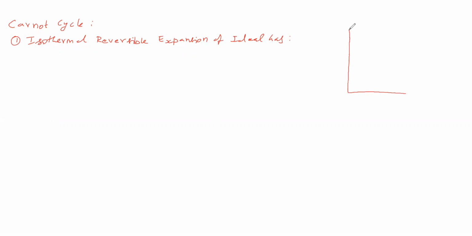So Boyle's law graph we will draw. Here we will take pressure, here we will take volume. So we are getting a graph like this. This is the initial state, we will take the initial pressure, initial volume. This is the final state, final pressure, final volume. Temperature remains constant in this process, that we will take as T2.